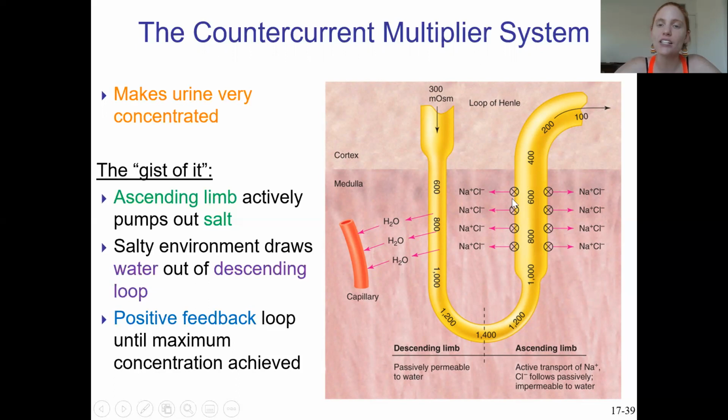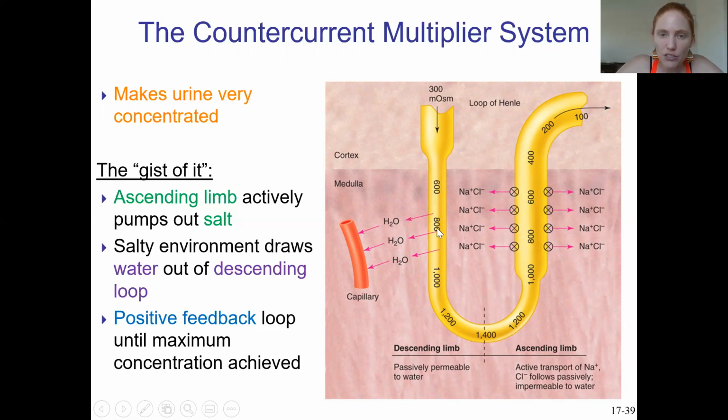Okay, so it's going to be actively pumping out salt. That's going to make the environment outside of the tube very, very salty. But in this region here, because it is not permeable to water, water cannot get through, so no water is going to enter back into the tube in this region. Okay, so here we have an external environment that is very, very salty outside of the tube.